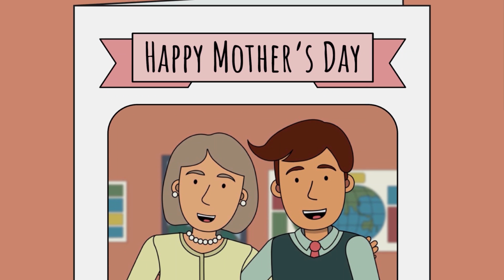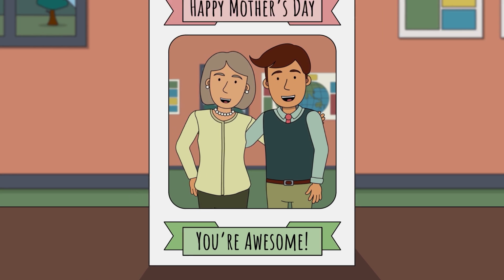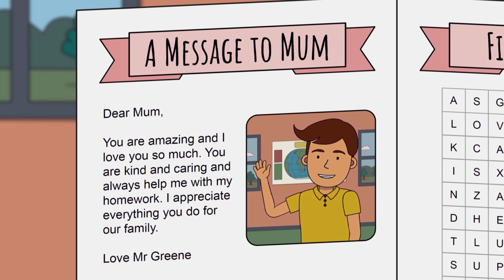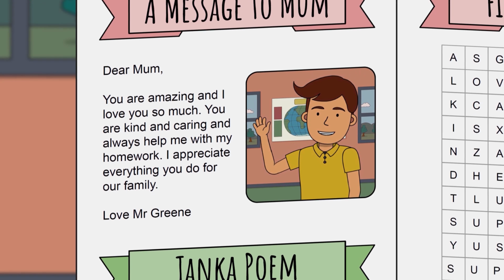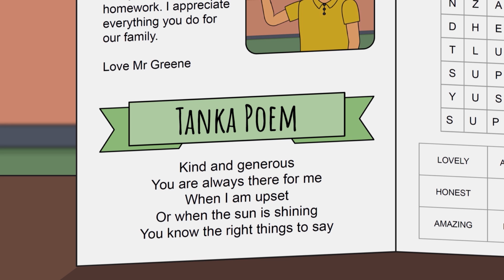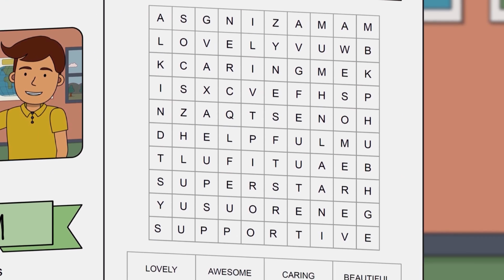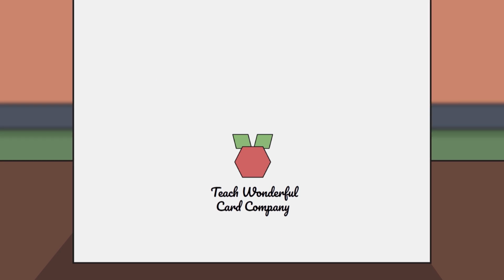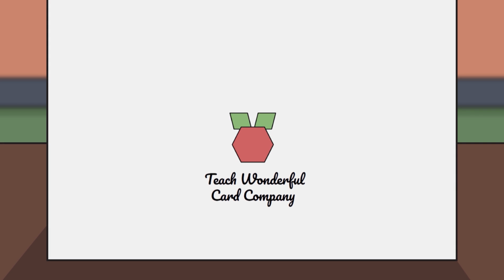On the front page, we're going to create two beautiful banners using simple shapes and colours, and insert an image with rounded edges. On page 2, we're going to write a heartfelt message for Mum alongside another image. We're also going to write a Tanka poem, a type of Japanese poetry similar to haiku. On page 3, we're going to create an awesome Mother's Day word finder featuring a collection of words to describe your mum. And on the last page, we're going to design a simple logo for a card company.